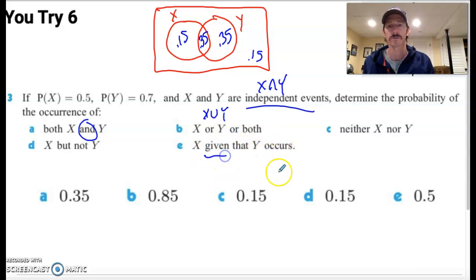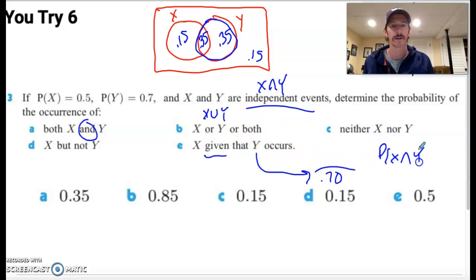So here's my condition, which means my denominator has to be Y. So my denominator has to be everything that's in Y, which is 0.70, which I already know from right here. And I just want the X portion of it that happens to occur in this Y circle. And again, this top part is the intersection of X and Y. And that means I could multiply. If you hadn't already done it, that would be 0.35. And 0.35 over 0.70, I don't care about the decimals. 35 over 70 is a half, which is 0.5.